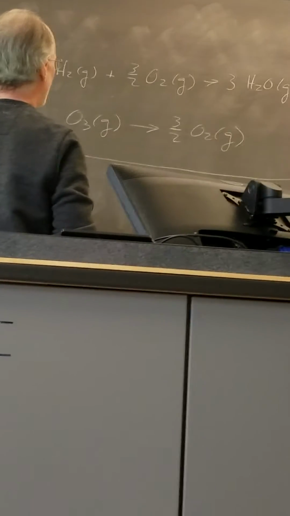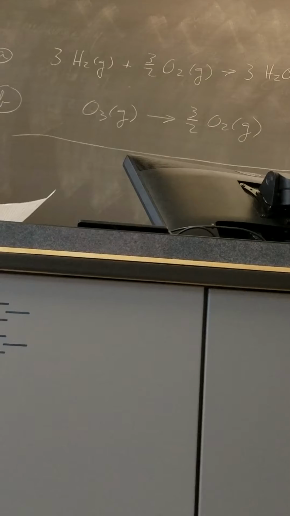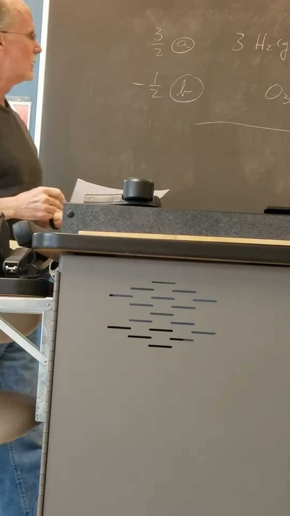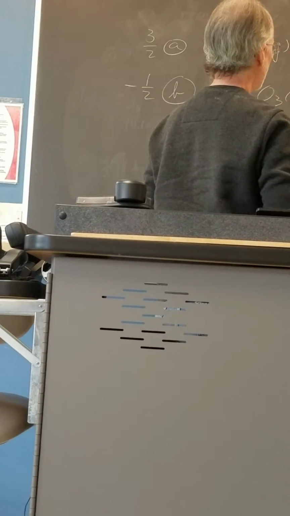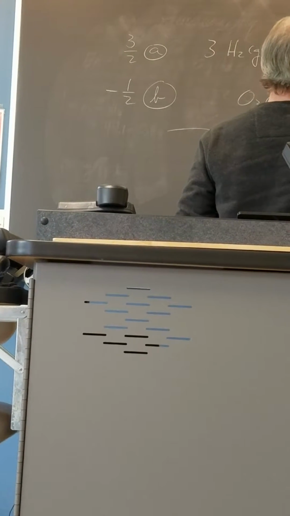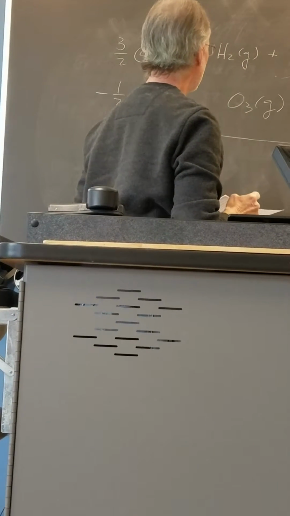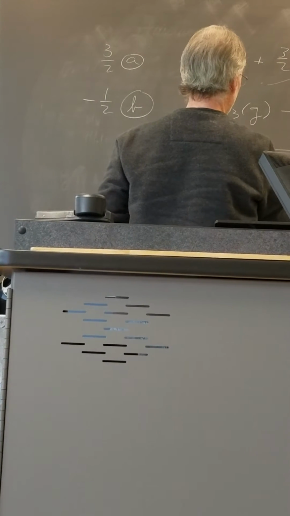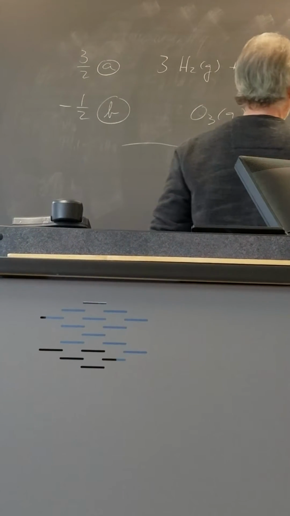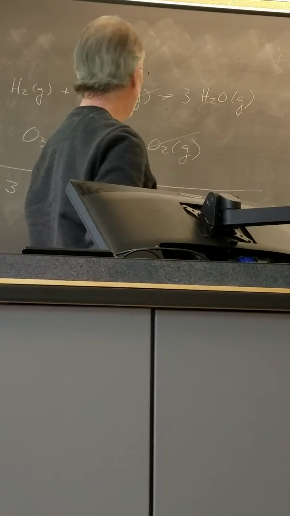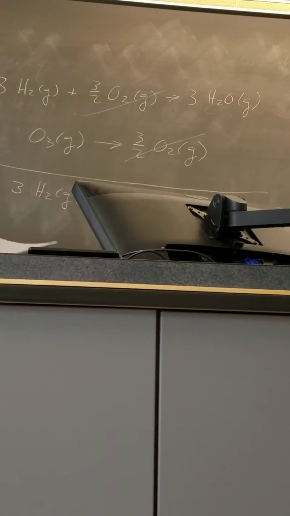Okay, so going to combine these two. Now this step is really just to check to make sure you have the right thing. The question is, what is the value of delta H? So if you take a look at this, you've got 3/2 O2 on the left of the arrow, 3/2 O2 on the right of the other arrow. So those are going to cancel, and you've got left over 3H2 plus O3 on the left-hand side, and 3H2O on the right-hand side. So that is what you're looking for. So that's not really part of the answer. It's just to check that you have the right combination.